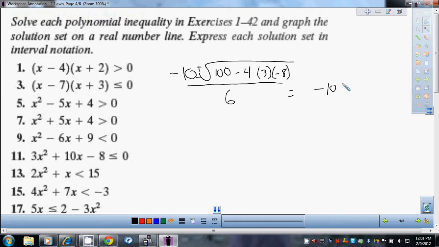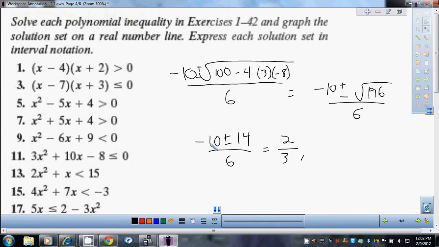So that's negative 10 plus or minus, I believe that's 196, over 6. I only know these numbers off the top of my head because I just did it. 14, that's right. Negative 10 plus 14 is 4. 4 over 6 is 2/3. Negative 10 minus 14 is negative 24 over 6, which is negative 4. So there are my two roots. Those are the two numbers in which I need to test around. So let's do it.